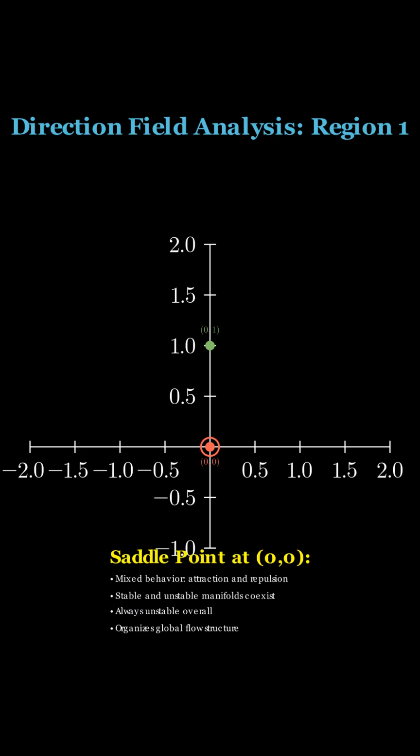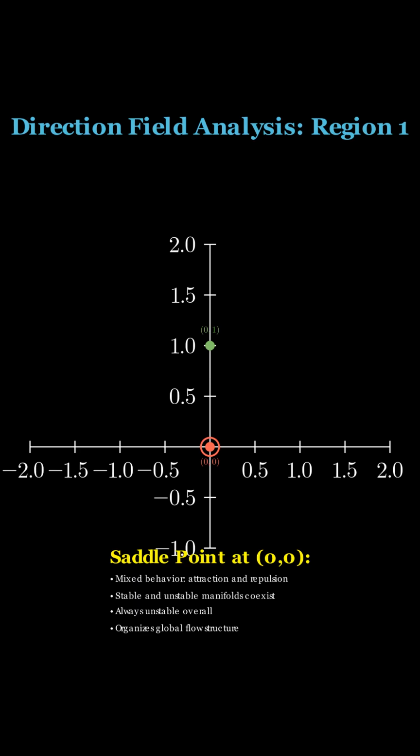This is a saddle point. Notice how trajectories approach the point along one direction but diverge along another direction. This mixed behavior characterizes saddle points. Saddle points are always unstable because most perturbations will cause the system to move away from equilibrium.